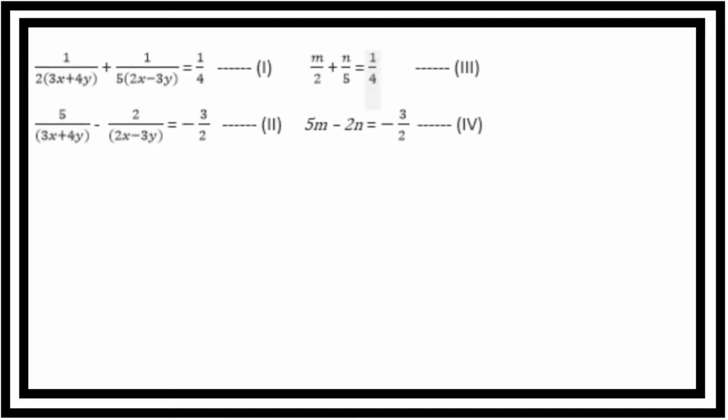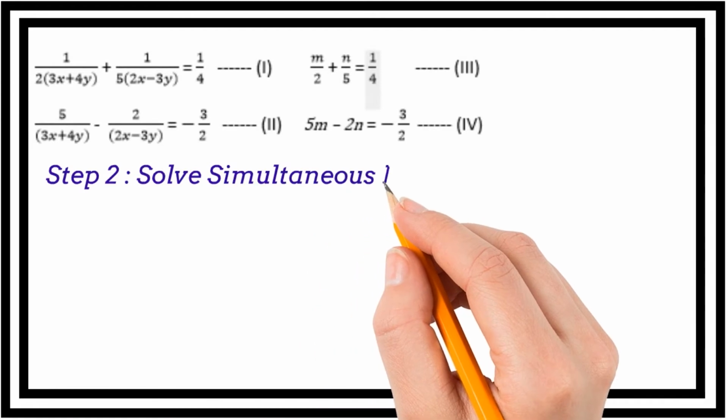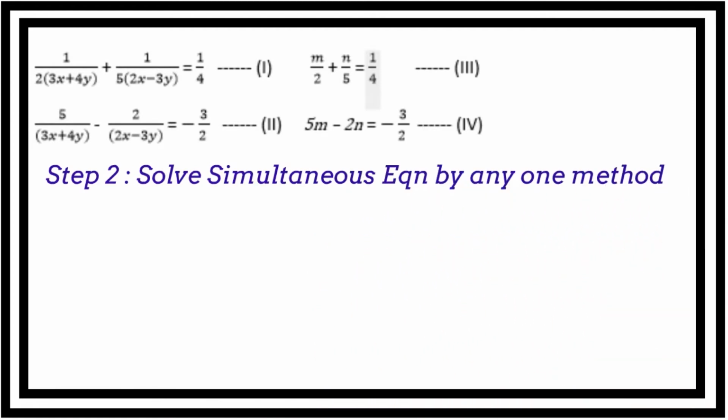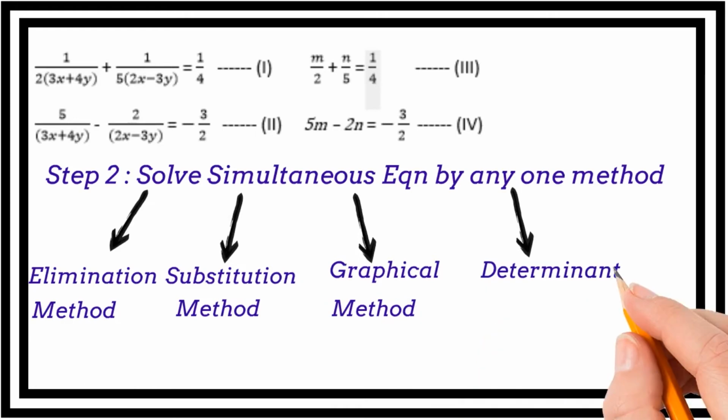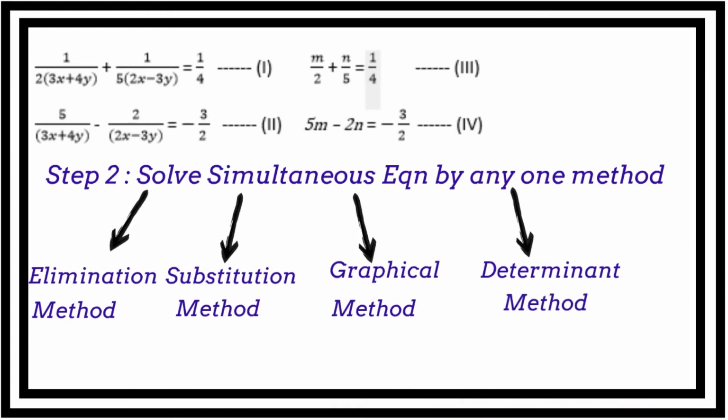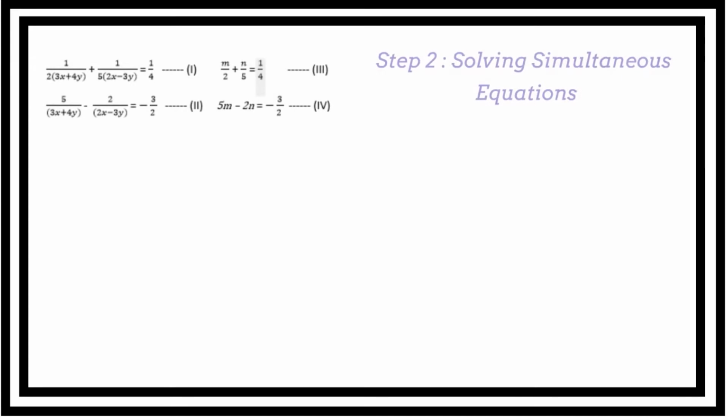Since we have converted nonlinear equations into linear equations in step 1, my step 2 will be to solve the simultaneous equations by any one method. In previous lectures, we learned how to solve simultaneous equations by the elimination method, substitution method, graphical method and determinant method. You can solve the equations you got in step 1 by any one method, whichever you like. We are going to solve this simultaneous equation by the elimination method.